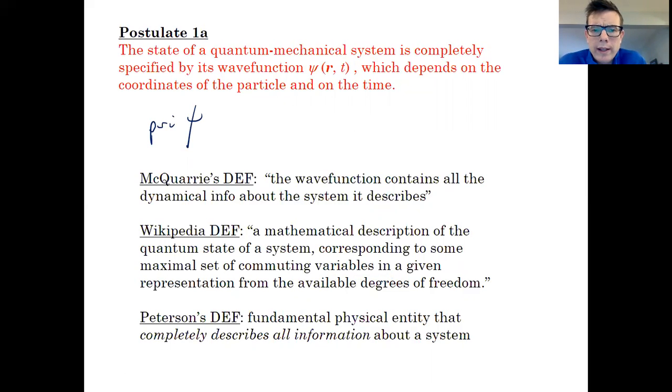And what is a wave function? Well, I listed some definitions for you here. Atkins says that the wave function contains all of the dynamical information about the system it describes. Okay, might mean something. If you were to look it up in Wikipedia, it's a little bit more abstract: a mathematical description of the quantum state of a system corresponding to some maximal set of commuting variables in a given representation from the available degrees of freedom. Also very correct, but probably less meaningful to you, right? It's not clear what that means.